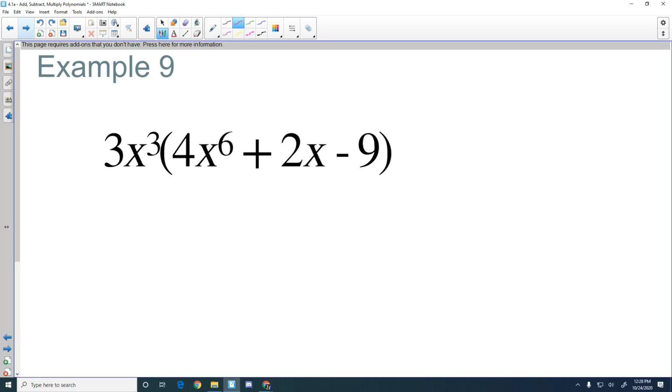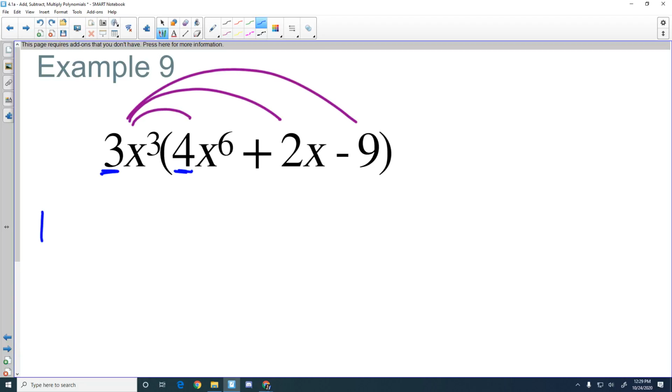Boom, example 9. Okay, so on that previous one, we just distributed a negative sign. In this case, very familiar, you've got something out in front of a set of parentheses. This is just your classic distributive property. I distribute this term in front to every term inside the parentheses. And when you're distributing, you're using multiplication. And to multiply two terms, you multiply the like parts, meaning I'm going to multiply this coefficient with that coefficient.